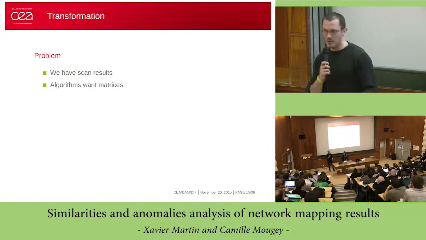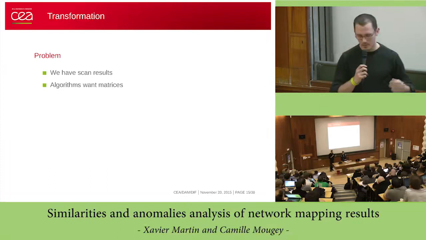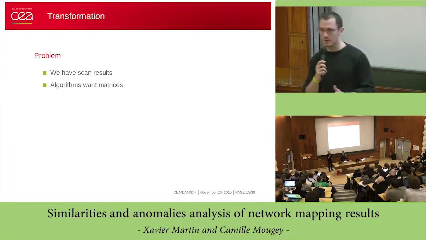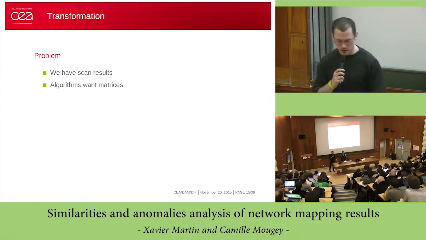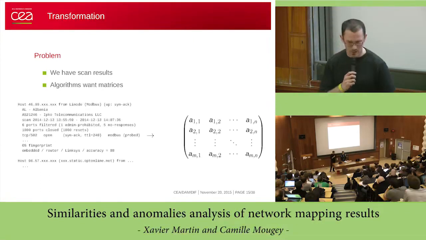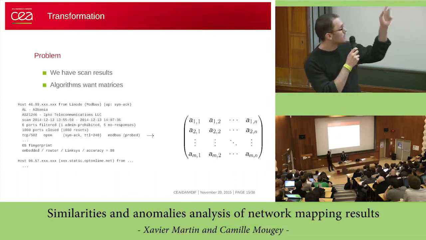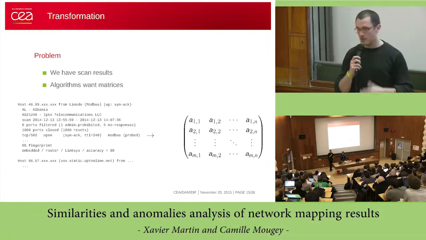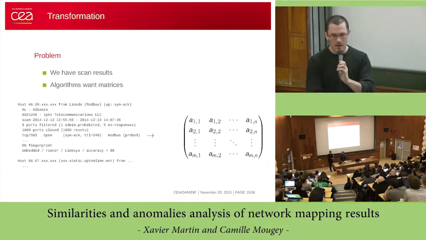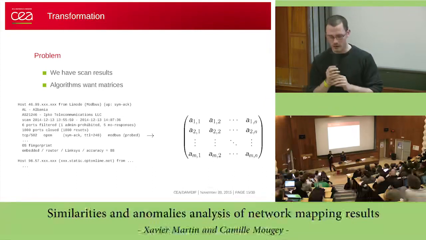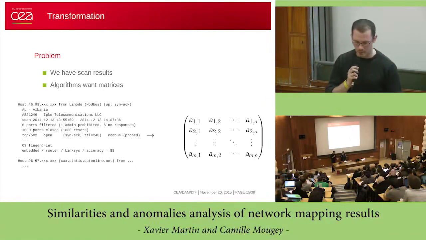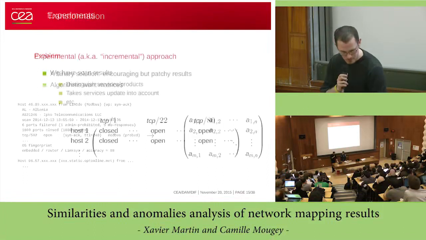So the problem is that we have the algorithms. They have already been done by smart guys. We have the scan result, but the algorithm wants matrices for input. So the question is how you could transfer the scan result, this is an Nmap scan result on the left, to a matrix, and do that in a relevant way, so that the information you keep is relevant.